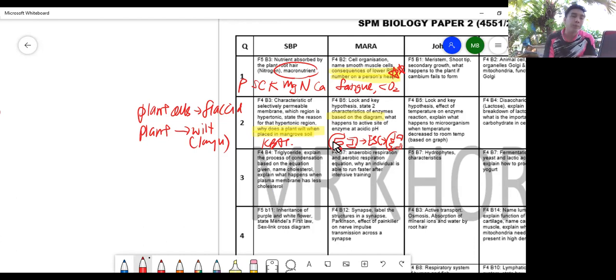What can you say? Enzymes are not destroyed at the end of the reaction. It is not a reversible process, based on the arrows. So guys, when you see the words 'based on the diagram', they are trying to trick you. So be extra careful.